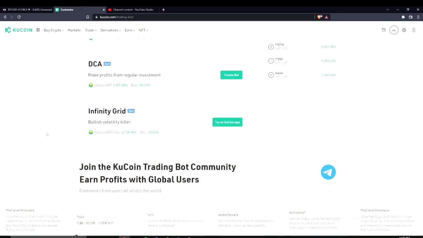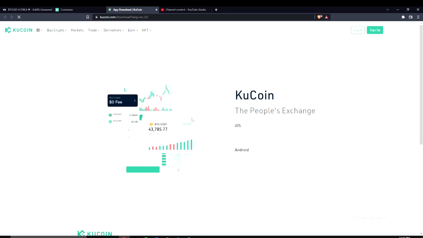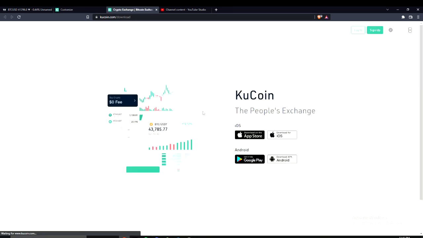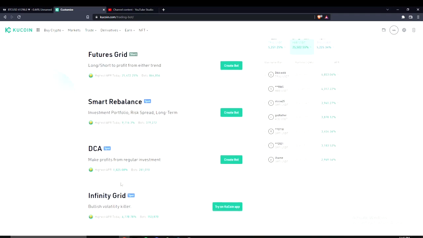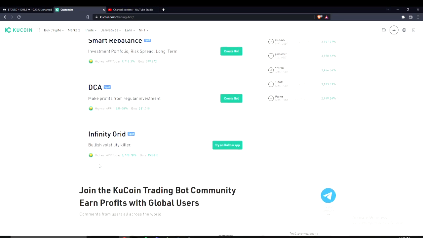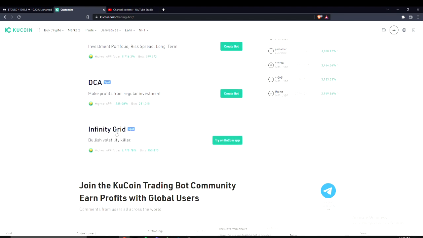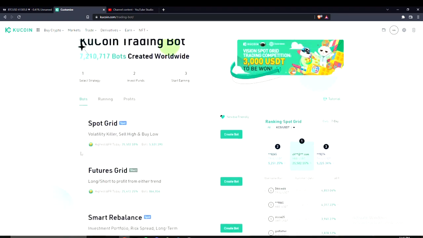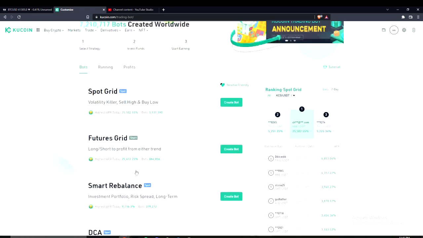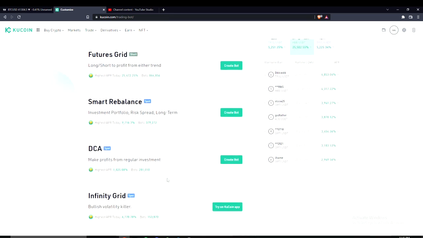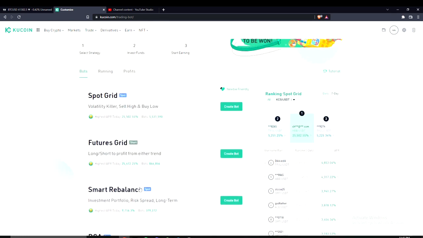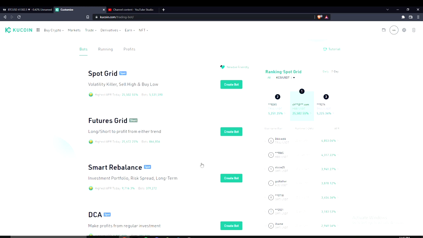All right, the infinity grid. Now this is one I'm not very familiar with. You do in fact have to have the app to use it, which is why I haven't really tried it. So I would suggest trying that one out, or researching that one. I'm sure other people have probably checked this one out. I personally haven't. I just wanted to show you guys the smart rebalance, which is my favorite. Remember, this is long term, so if you are going to do the smart rebalance, make sure you do hold on to that stuff long term, and then maybe you can make some money in the long run.